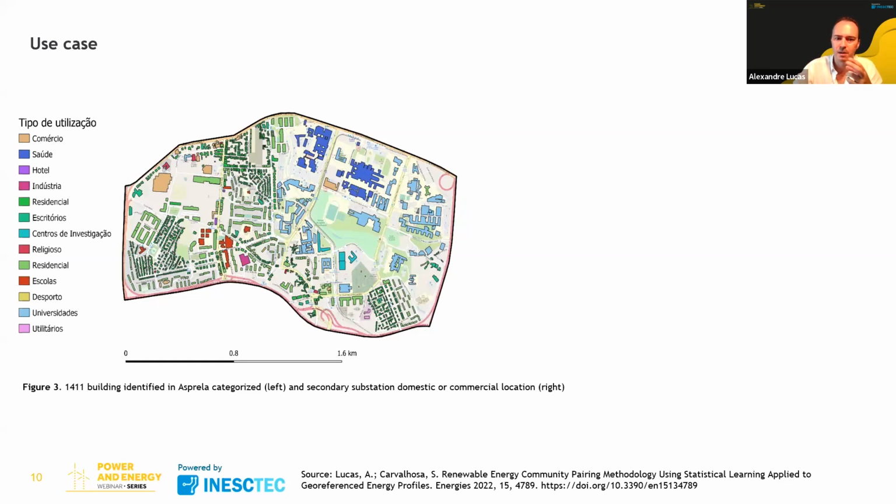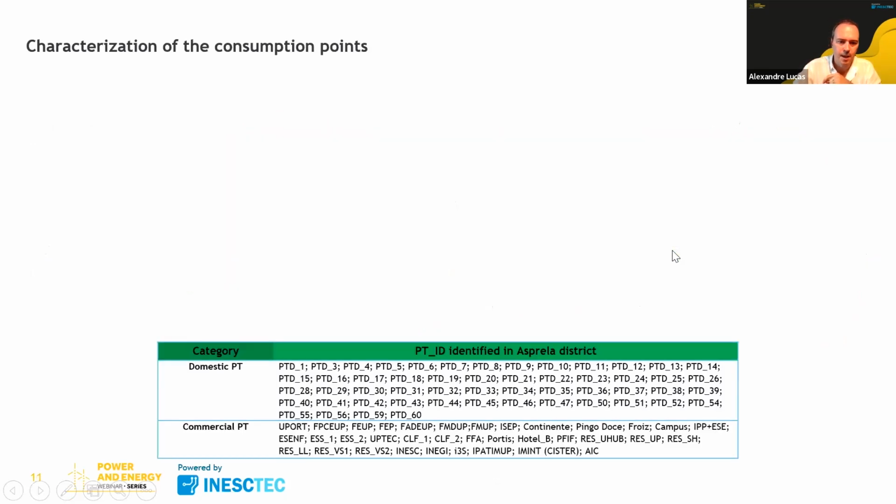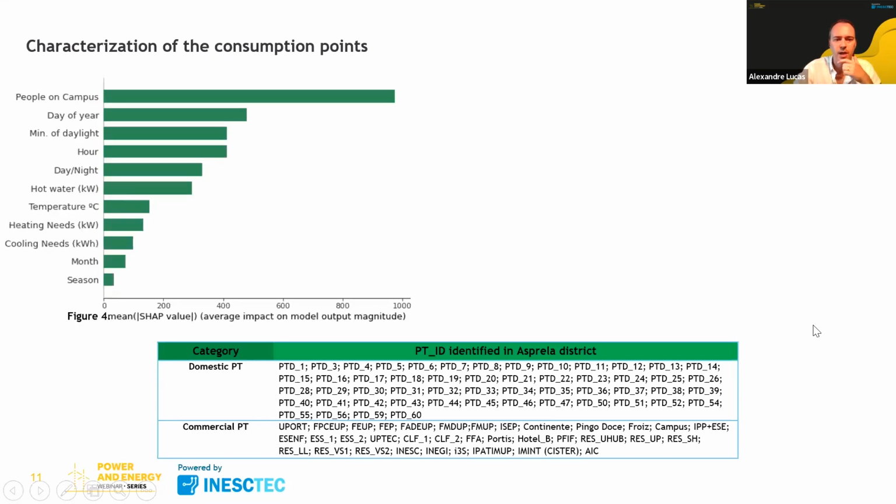We gathered information about the age, as I mentioned before. And we identified where all the secondary substations were, or transformers. And we classified this in two ways: the domestic or the commercial transformers. You see here in this table all the consumption points that we've considered, split into domestic and commercial. This was quite hard work because we had to reach out to all of these entities to ask permission to use their data and so on, as you can imagine.